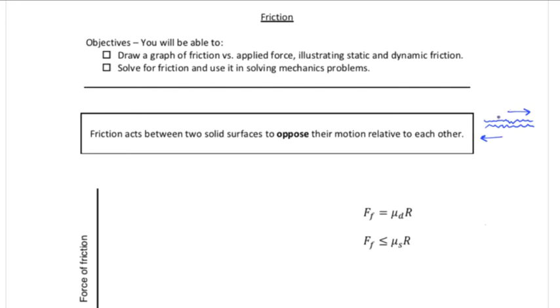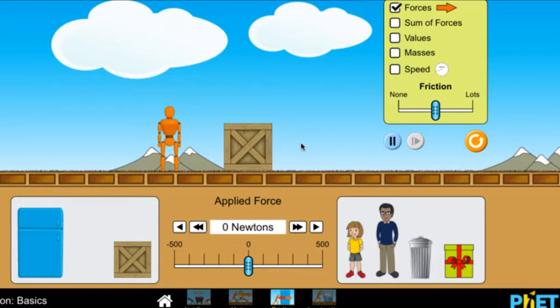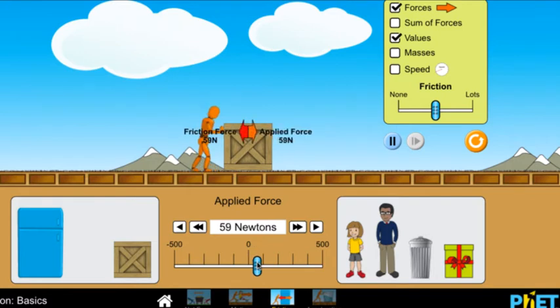And friction has some interesting properties. Let's take a look at a quick simulation. This simulation is from PhET, and it's called Forces and Motion Basics. I want you to notice what happens as this person pushes on this box with increasing force. I'm going to increase the force being applied, and watch how, let me turn on the values for you, the applied force is always being matched exactly by the frictional force. Those two numbers are the same. As I increase it, they remain the same. So the frictional force is increasing directly with the applied force and matching it.